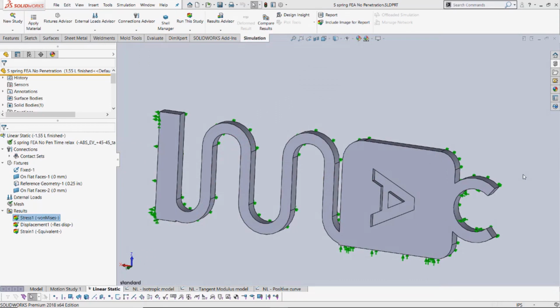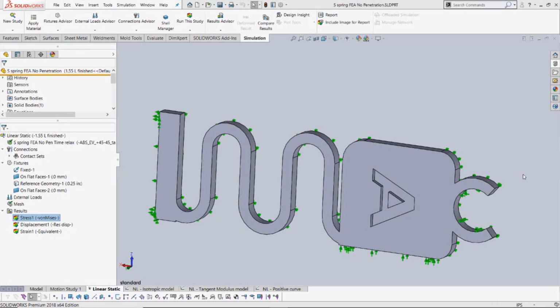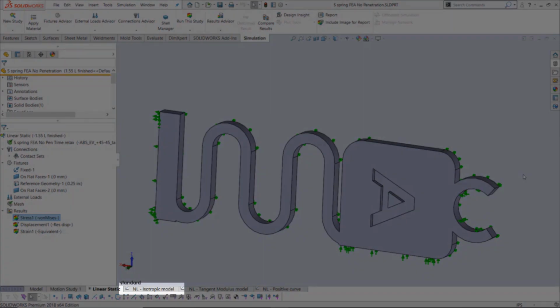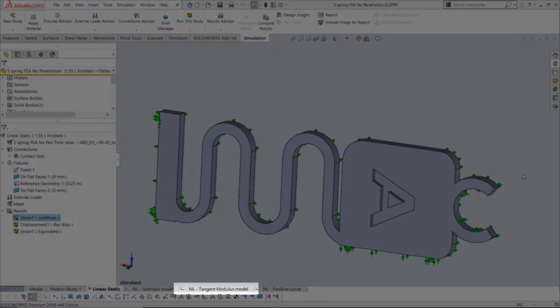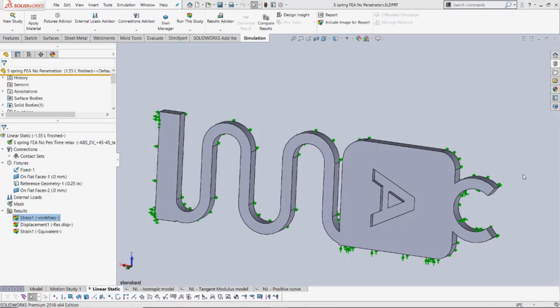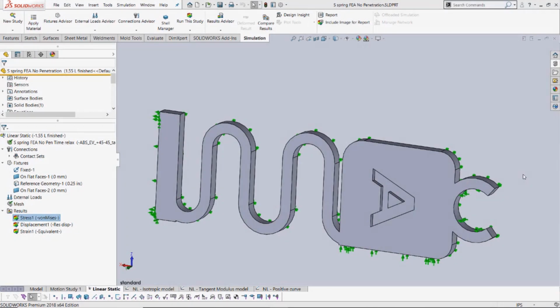In this video, we're going to talk about the Plasticity Von Mises model type and the different options that we have. What we're going to do is compare the results between a linear static study, a nonlinear isotropic model set up to resemble the linear static study, an option called the tangent modulus when you do not have a full stress strain curve available, and a full stress strain curve material in the study, positive curve. Let's go over how these are set up and the slight but very important differences.